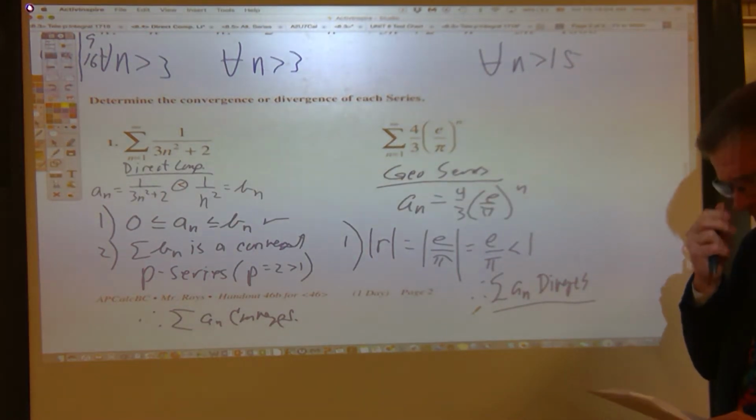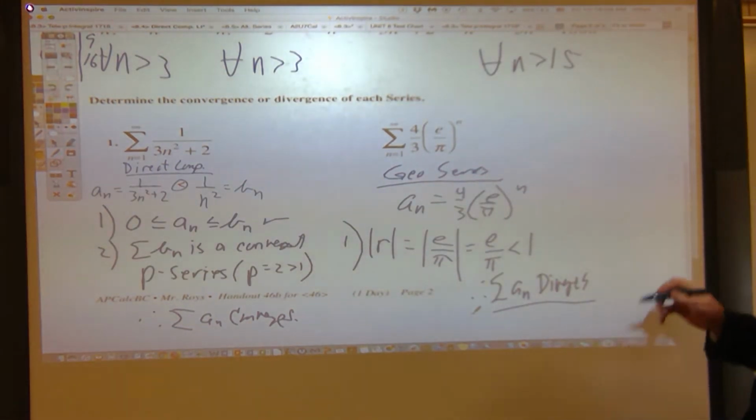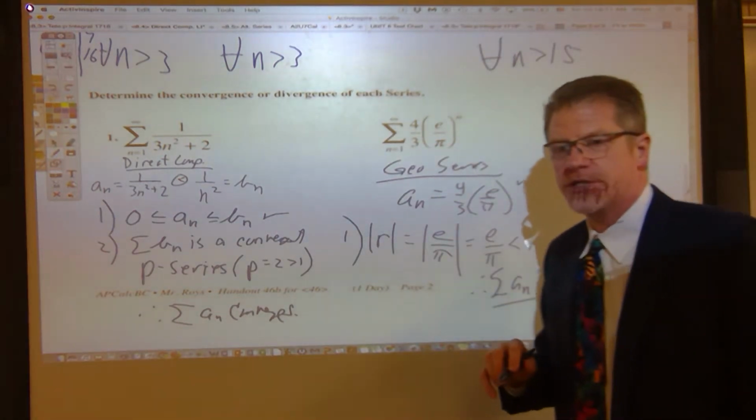Next page. So we got direct comparison. Those are a lot of fun. Solutions are posted. At least I think I finished the homework and the solutions are posted. Let's do an example.